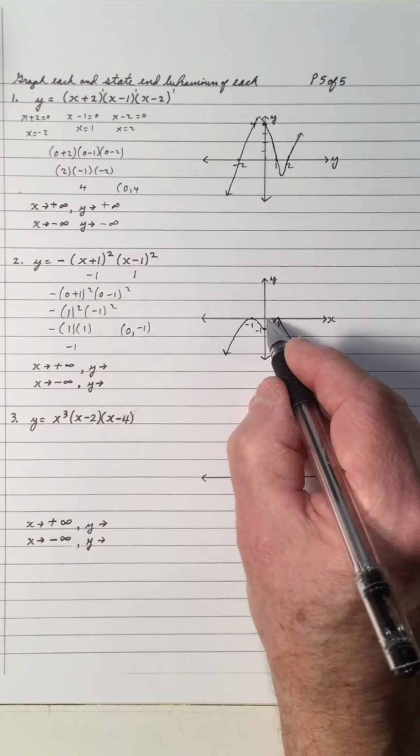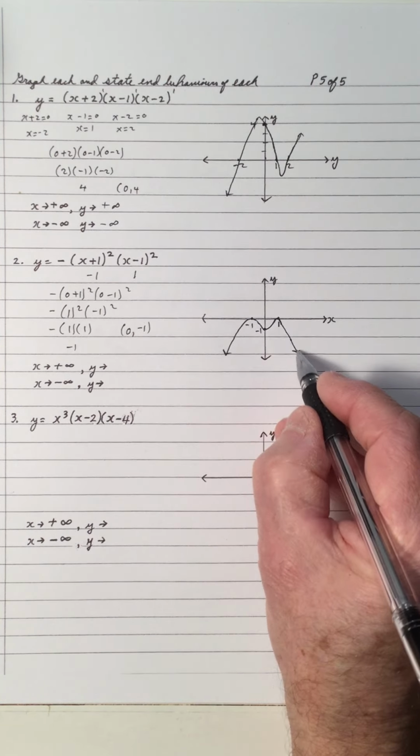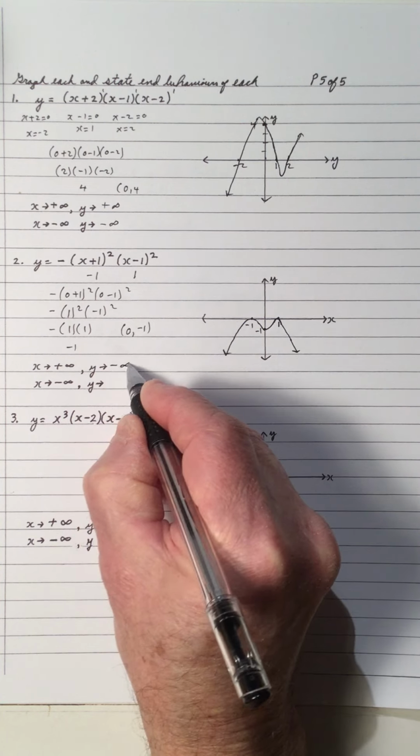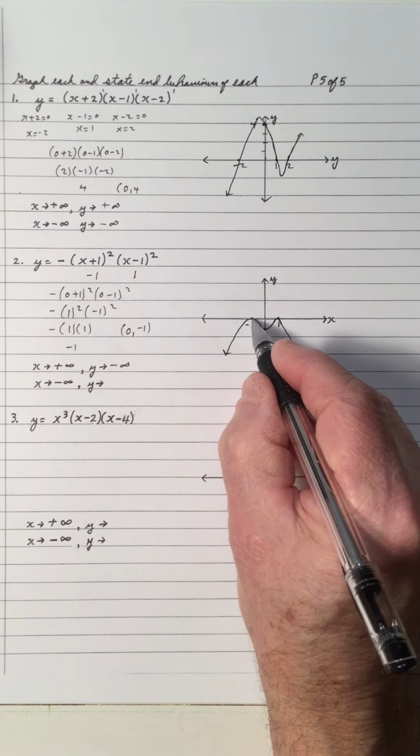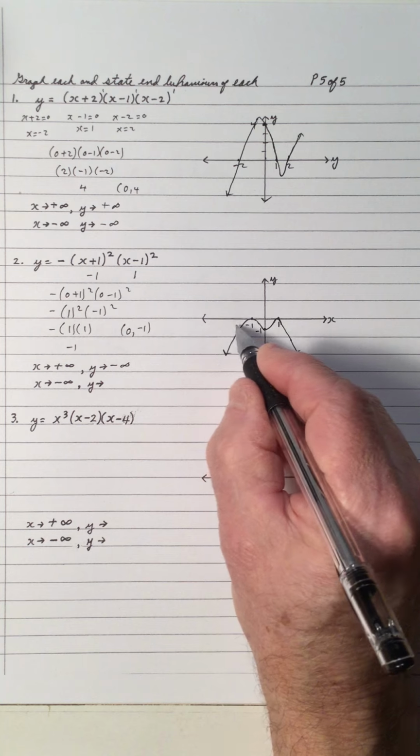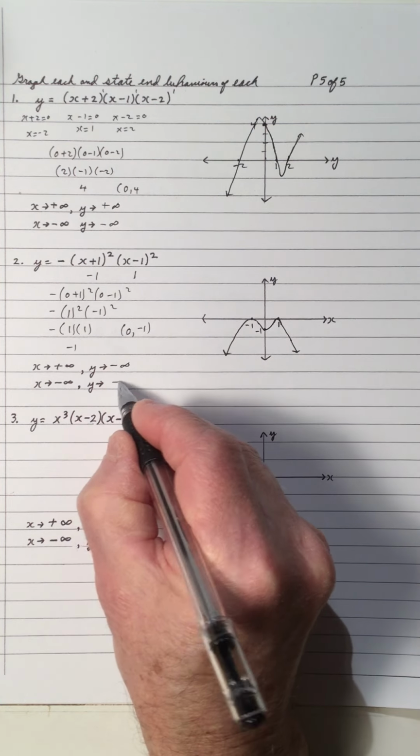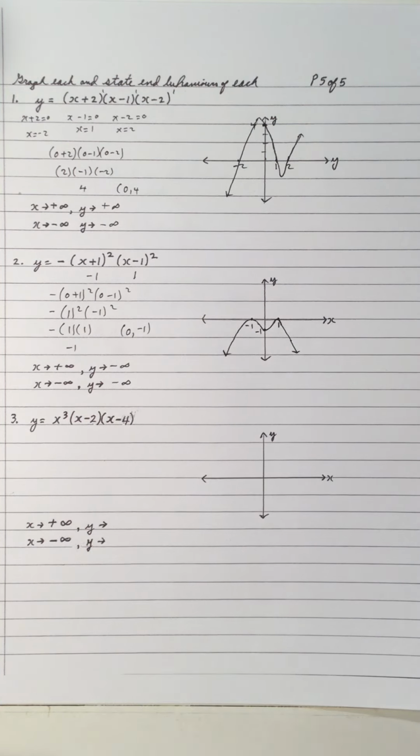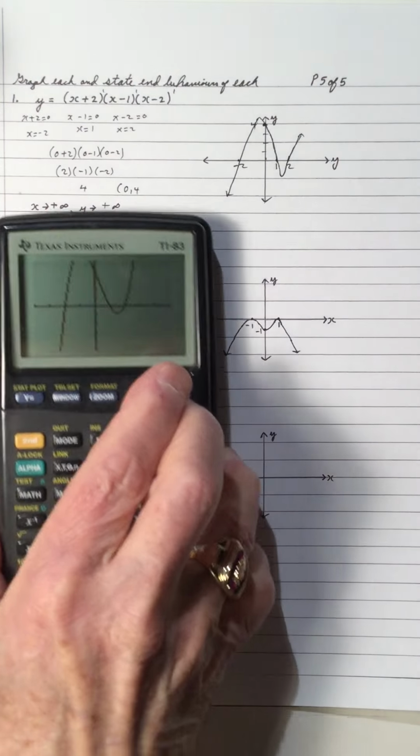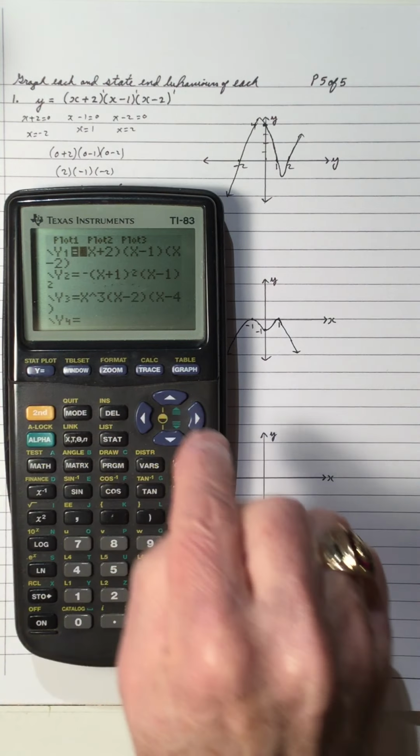And as x goes to positive infinity, y is going to negative infinity. Y is going down. As x is going to negative infinity, going this way, the y is going down, so it's negative infinity. And I have that graph on here.